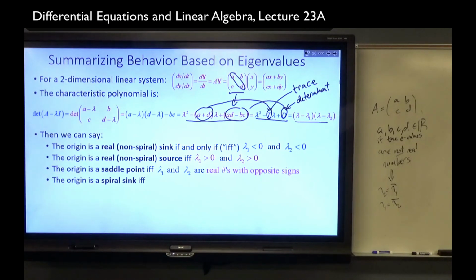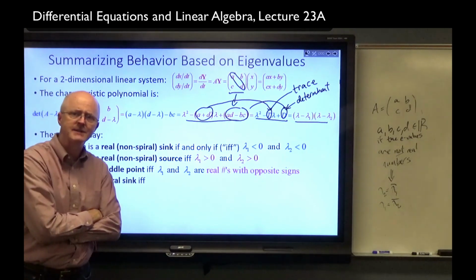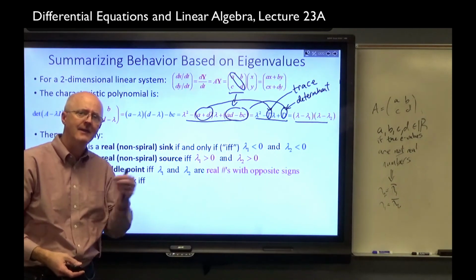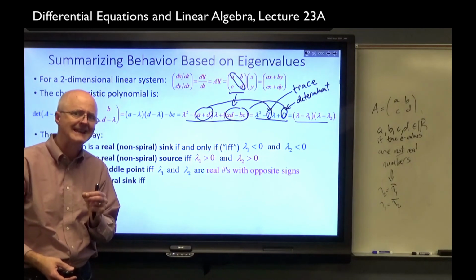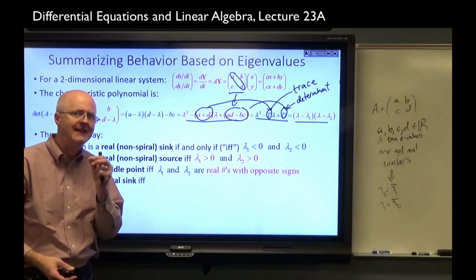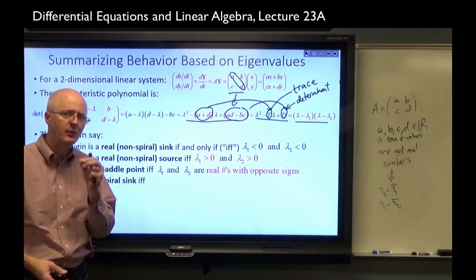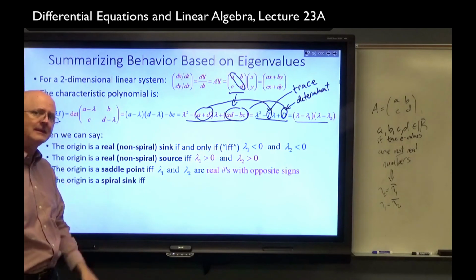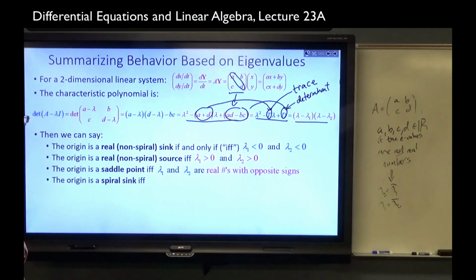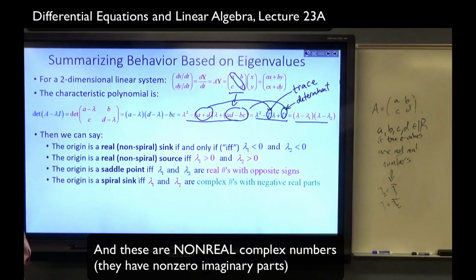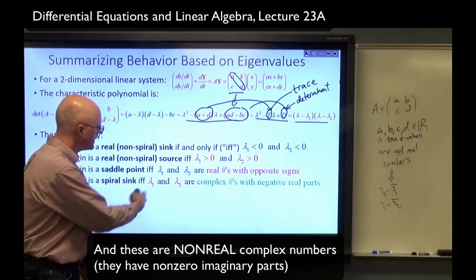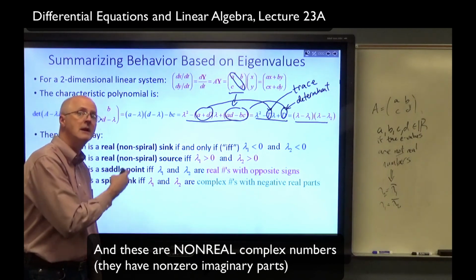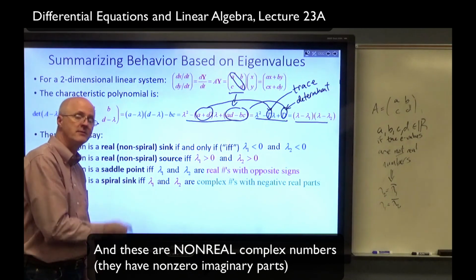The origin is a spiral sink. Our example was a spiral sink. What were the eigenvalues? Negative 1 plus 2i and negative 1 minus 2i. And if you think about the exponential that came from Euler's identity, we got an e to the negative t. That negative t came from the fact that the real part of the eigenvalue was negative 1. So it's the real part of these eigenvalues that must be negative, and they're going to be complex conjugates of each other. If one has a negative real part, the other one does. Just like our example, negative 1 is the real part for both.